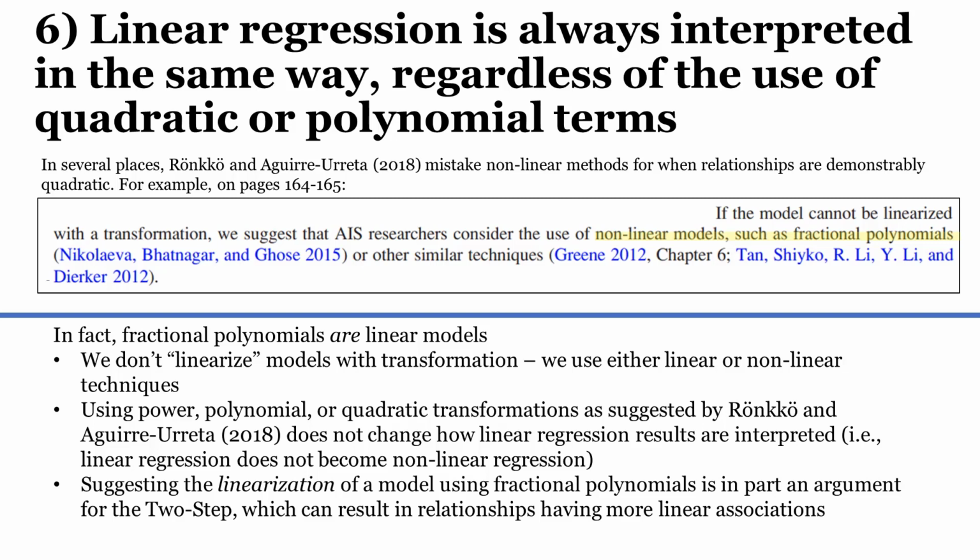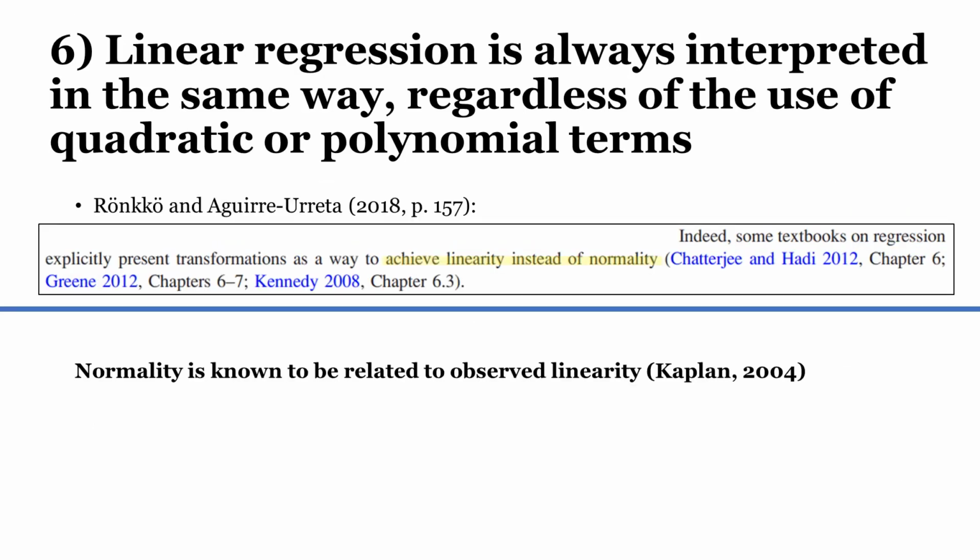In fact, when the authors suggest linearization of a model, often this can be best achieved using the two-step, which when applied can result in relationships having associations that appear more linear. Here is another example where the authors seem to imply that linearity and normality are mutually exclusive. In fact, they are related.